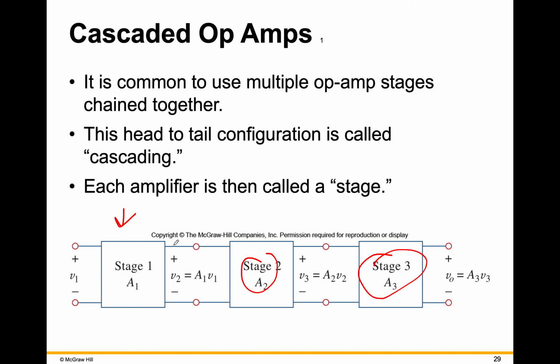The reason you can do this is because of the infinite input impedance of the amplifier. To this output, this guy looks like an open and it doesn't load the circuit. So you can basically just do this any number of times. Now in practice, if you do this too many times, you are inviting instabilities and losses. So you've got to be a little bit careful.